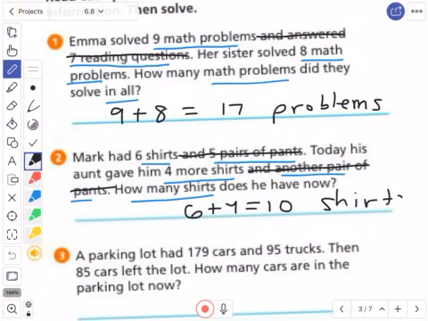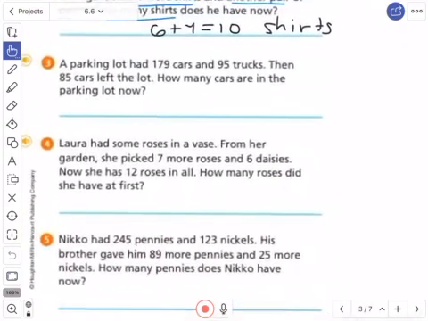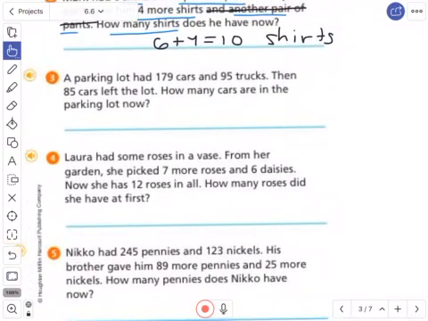I'm going to read you the next problems here. Problems 3, 4, and 5. And then you're going to do the same. You're going to cross off the part you don't need and then solve it. A parking lot has 179 cars and 95 trucks. Then 84 cars left the lot. How many cars are in the parking lot now? Now these ones have larger numbers. You're probably going to have to do that work over here.